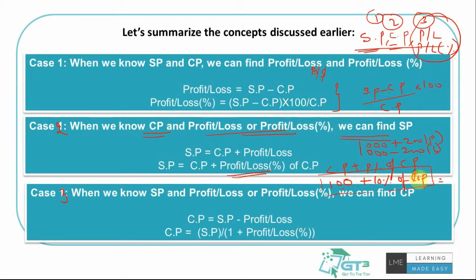So 10% of 100, the cost price, is 10. Plus 100, that's 110. I know selling price is 110 for this, right? That's how you do it.